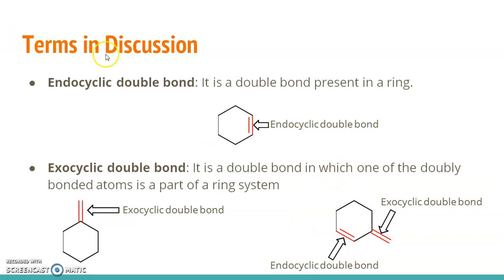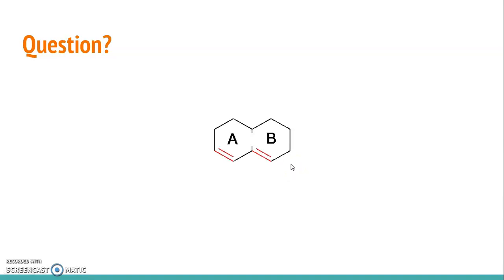Understanding of these terms is quite important so that we can go further and try to assign the values based on these understandings. So I have a small question, just to check whether you have understood or not. I have a molecule here. I want you to guess what ring A is, or what these double bonds are: whether it is homoannular or heteroannular, whether ring A has any exocyclic double bonds, or whether ring B has any endocyclic or exocyclic double bonds.